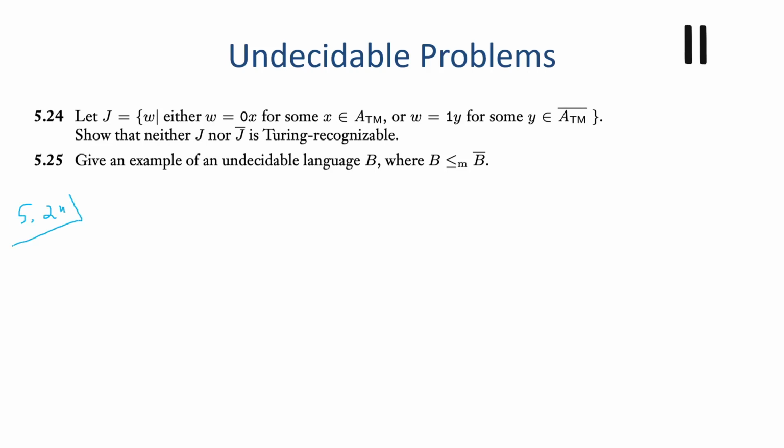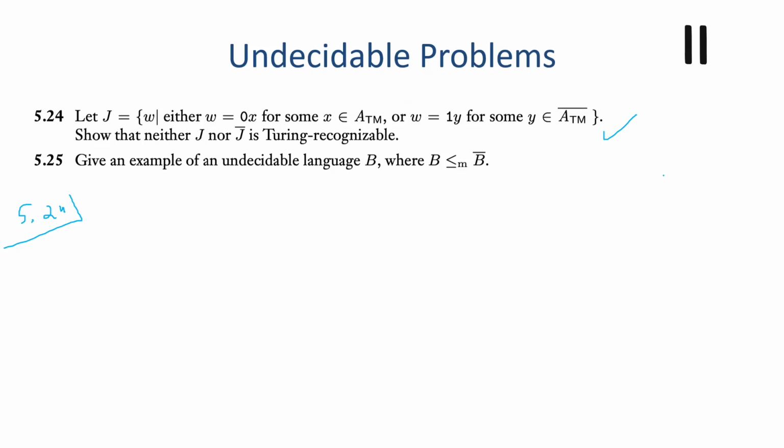So 5.24. Let J be the following: W such that either W equals 0x for some x in ATM, or W is 1y for some y which is not in ATM. Show that neither J nor J complement is Turing recognizable. This is a really nice question because usually one might assume that if a language is not decidable, then either it or its complement is Turing recognizable. But as you can see here, that's not necessarily the case. They're saying prove that neither J is Turing recognizable nor J is co-Turing recognizable. So languages like this do exist.